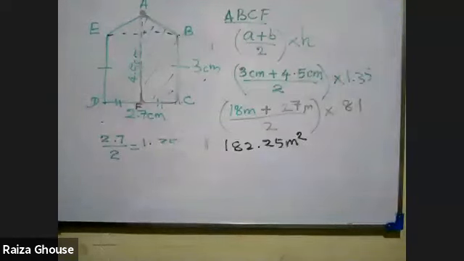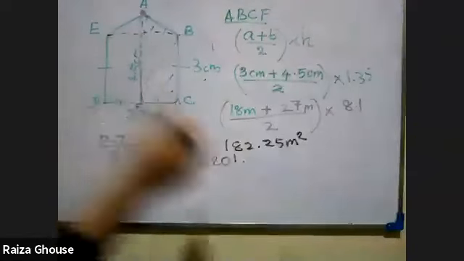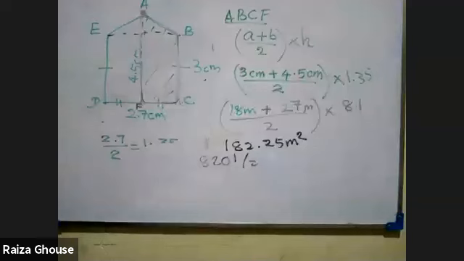Then that value you have to multiply by 45 rupees, because 1 square meter costs 45 rupees. So 182.25 square meter should be multiplied by 45. You're getting approximately 8,201 rupees, and small decimal points you will get.